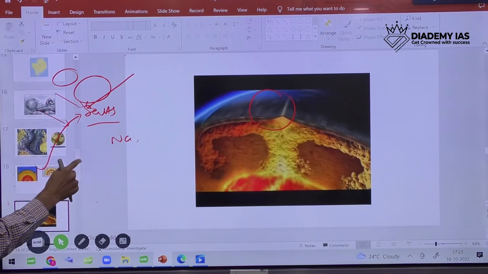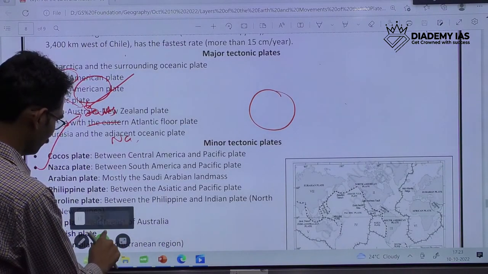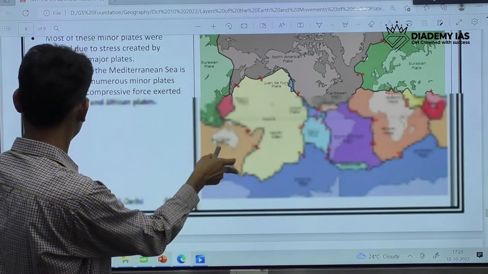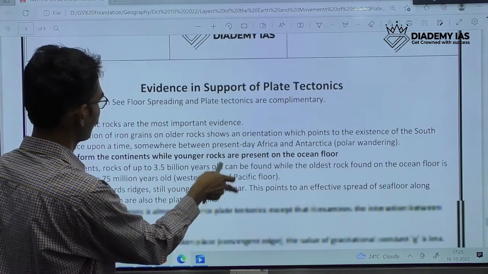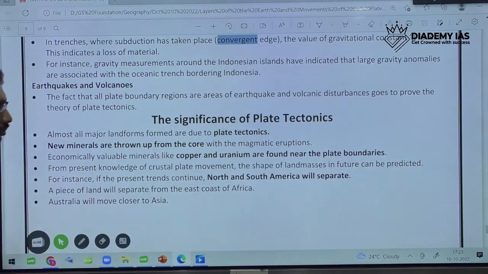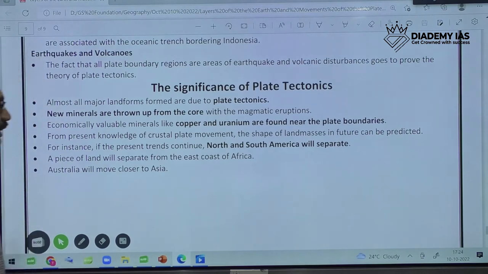Now, the last thing, just note down: the importance of plate tectonics. Online students, note down the significance of plate tectonics. Almost all major landforms formed are due to plate tectonics.